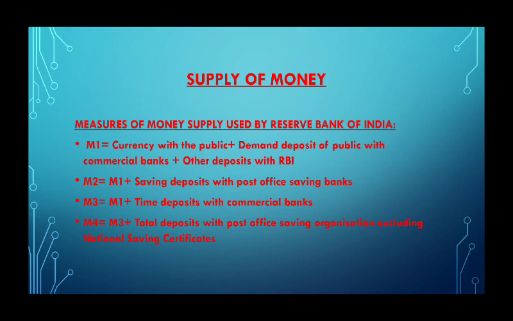But if we want to say M4, M4 is the widest measure of money supply, which includes M3. That means everything which is there in M3 plus total deposits with public post office savings organization, excluding national savings certificate. So excluding that, everything is called M4. You need to learn what is M1, M2, M3 and M4. And in recent years, RBI has started using a new measure of money supply which is called M0. So let's see what is it in detail.